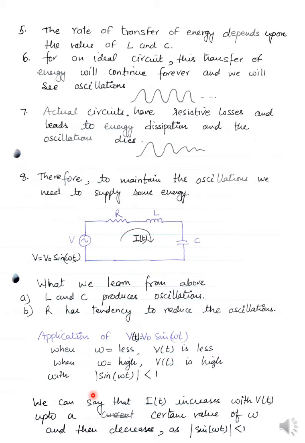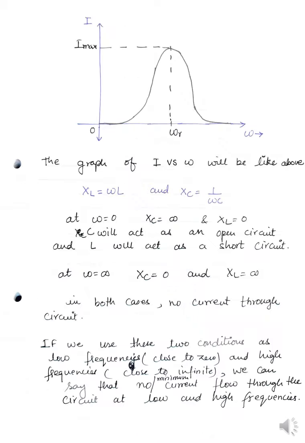So we can say sine omega t is equal to plus or minus 1. That's the maximum value sine omega t can attain, even if you are increasing the value of omega. So we can say that the current increases with omega up to a certain value and then decreases, as the mode of sine omega t is less than 1.